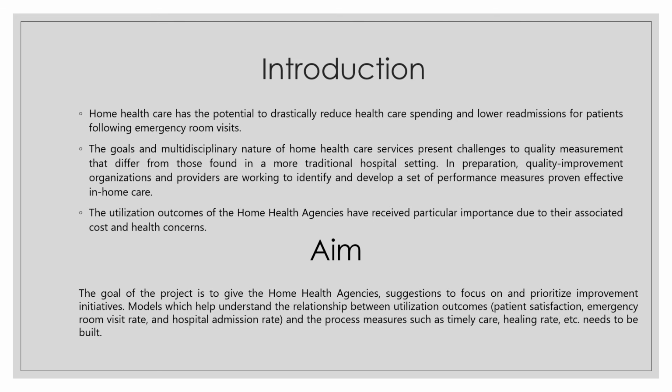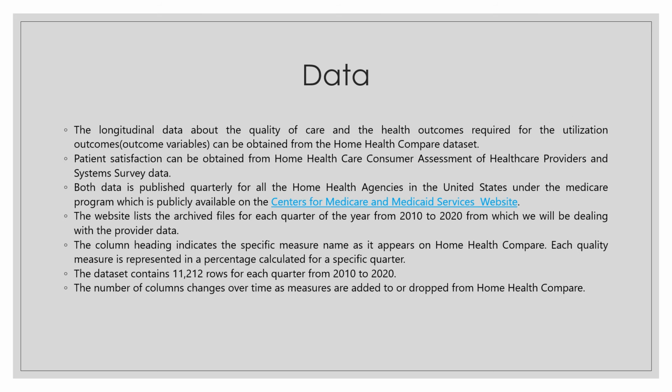to prevent patient hospitalizations. Now, let us talk about the data. The data required for the predictive modeling and understanding the relationship between the utilization outcomes and the characteristics of a home health agency are available from the home health compare datasets, and patient satisfaction can be obtained from the home health care consumer assessment of healthcare providers and systems survey data. Both of these datasets are published quarterly for all the home health agencies in the United States under the Medicare program, which can be found on the Centers for Medicare and Medicaid Services website.